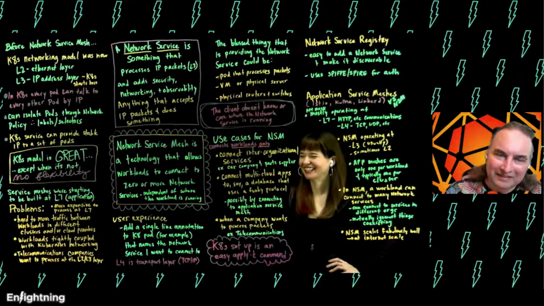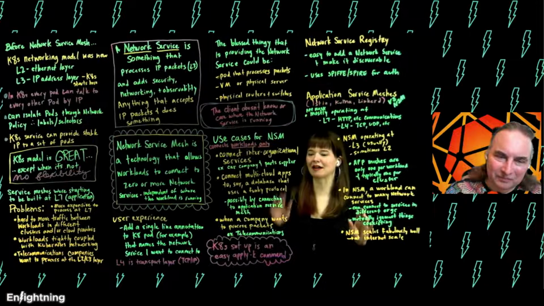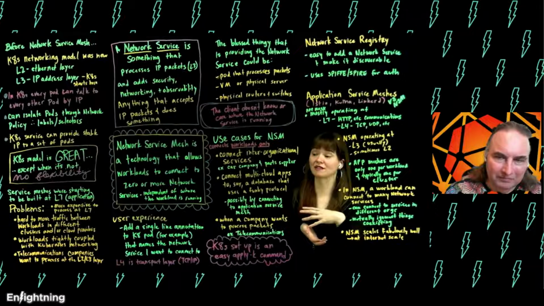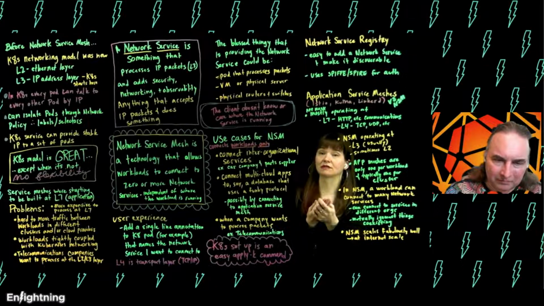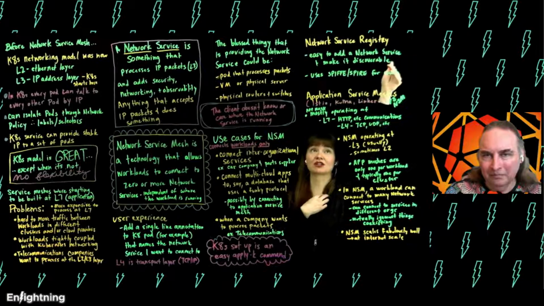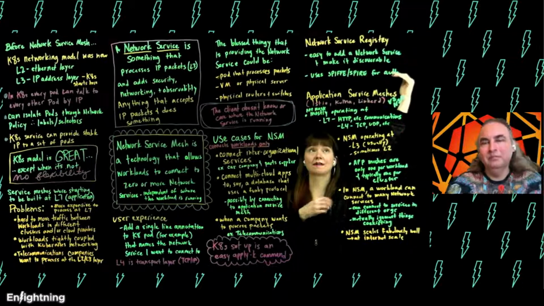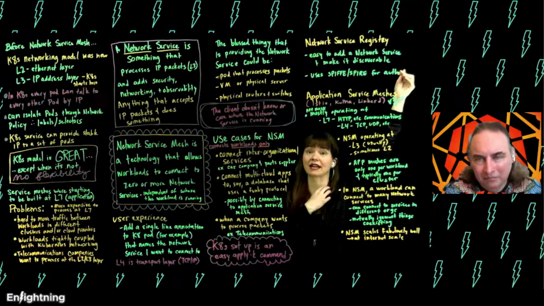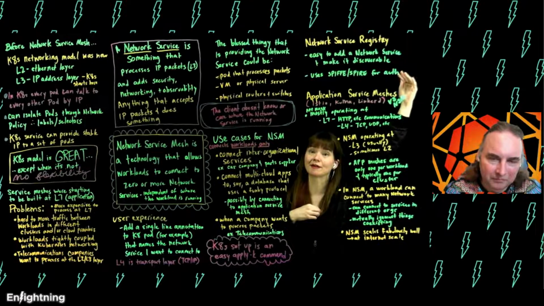Then we talked about some workload and user experience related things. As an application developer, all you would do is add a single line of annotation to a Kubernetes pod, for example, whatever your workload is, that names the network service that you want to connect to, and that's it. That's because there's a network service registry, so it's easy to add a network service when one is created and make it discoverable to the people you want to be able to discover it.